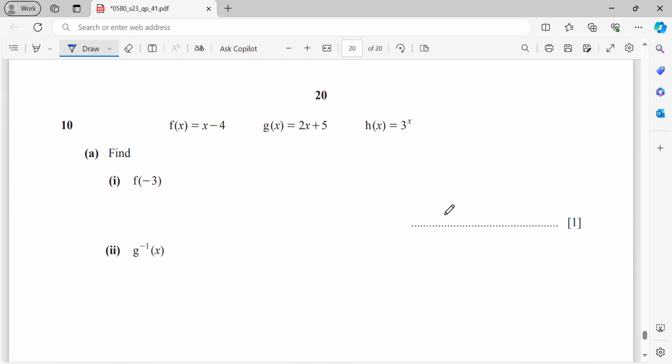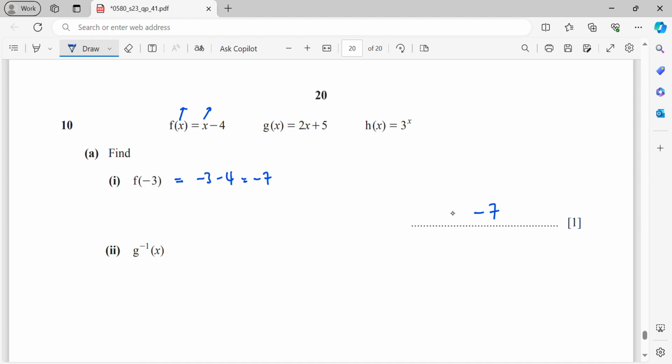Okay, now question number 10. f(x) is x minus 4, g(x) is 2x plus 5, h(x) is 3 power x. A, find f(minus 3). So for f(minus 3), just replace the x by minus 3. So I get minus 3 minus 4, which is minus 7.